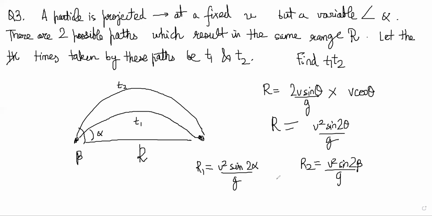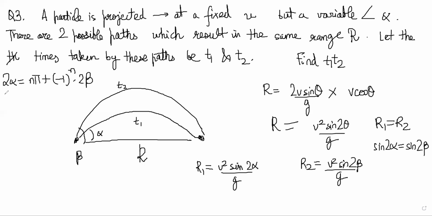Now if r1 is equal to r2, as the problem claims, you will have sine 2 alpha equal to sine 2 beta, right? Now this can happen in multiple situations. The general solution is 2 alpha is equal to n pi plus minus 1 power n into 2 beta. So this is the general solution of the trigonometric equation. Or you can think of it like this: 2 alpha could be 2 beta, but that is not possible because they have different angles of projection. So this is not possible.